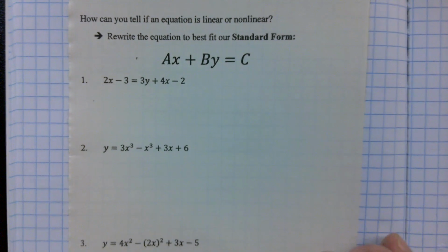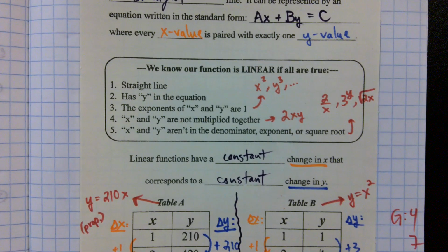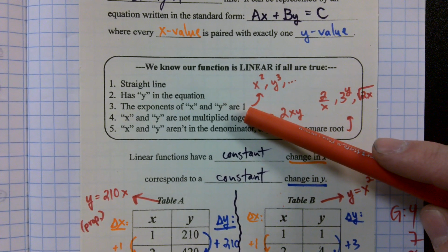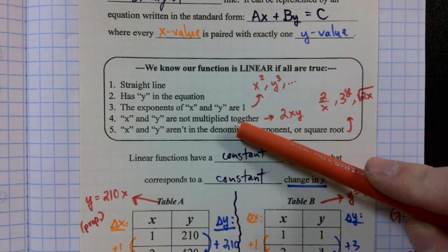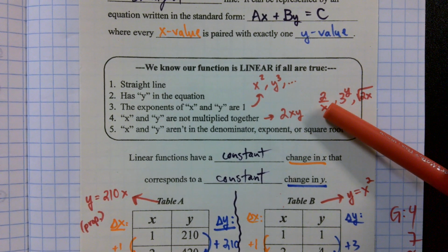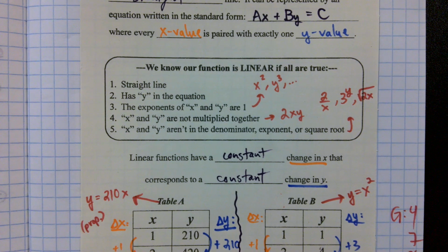So how can we tell if an equation is linear or nonlinear? All right. Well, we can look back at our criteria. Number 1 doesn't matter because we're looking at an equation. Well, we need an x and a y. We need my x and y to have an exponent of 1. They can't be multiplied together, and they can't be in a weird position, like underneath a fraction, up top as an exponent, or inside of a square root.